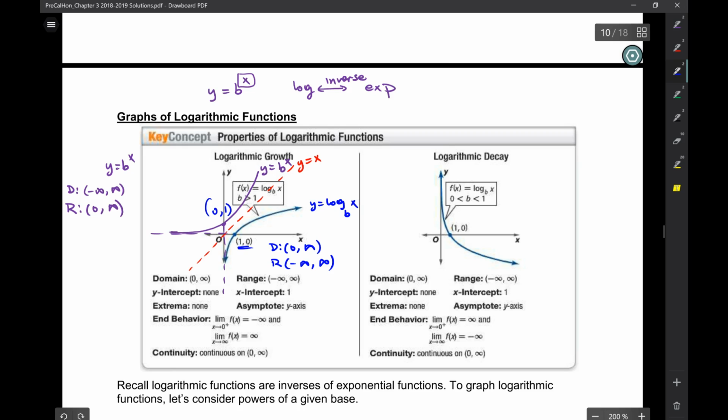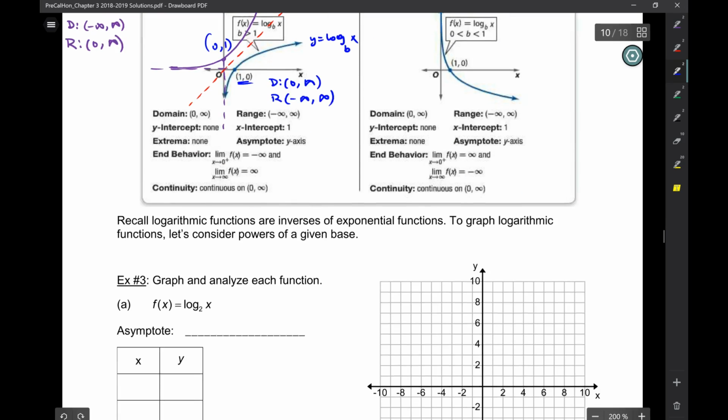So this here is an example of logarithmic growth because, you know, you could see it's growing. How quickly do exponential functions grow? Very, very quickly. Logarithmic functions grow very, very slowly. This is logarithmic decay because it's decreasing slowly but surely. It's decaying.